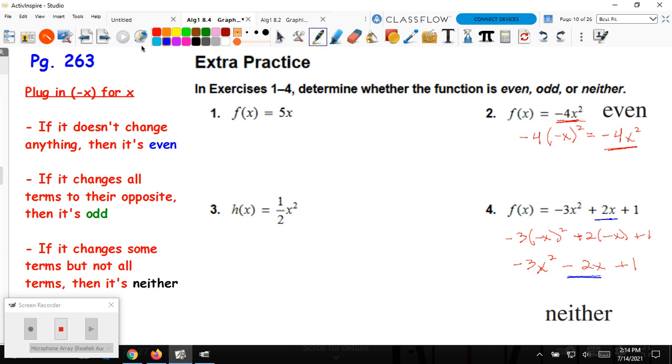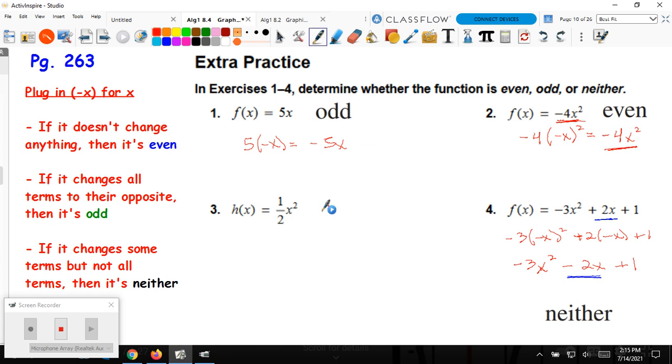All right, so you're checking your answers for 1 and 3. If I try it for number 1, if I plug in 5 times negative x, what's that going to give us? It's going to give us a negative 5x. So on this one, it changed every term. There's only one term, but it did change all of them to its opposite. So we would say this one is an odd function. It was 5x, now it's negative 5x. Since there's only one term, it changed all the terms.